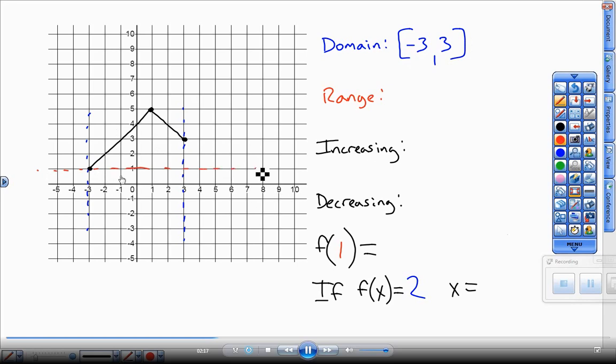Range is from the bottom to the top. So that would be from 1 through the y-axis up to 5, square bracket, no breaks in the data.